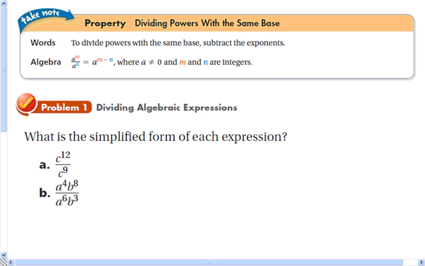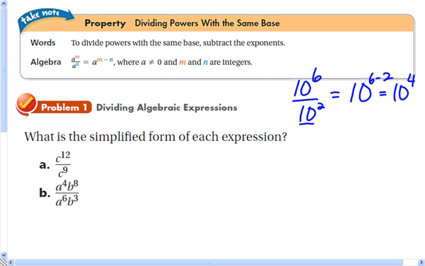So we're going to divide powers with the same base. To divide powers with the same base, subtract the exponents. Let's talk about why that makes sense. Let's say we have 10 to the 6th, and we're going to divide that by 10 to the 2nd. 10 to the 6th means we are multiplying by the base 10 6 times. And then we're dividing it by the base 10 twice. So essentially, I'm taking away 2 of the times I multiplied by 10.